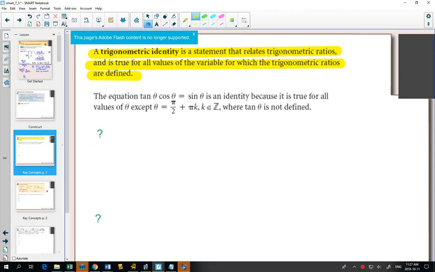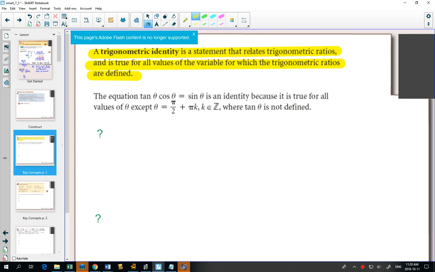What is a trig identity? A trig identity is an equation between trig ratios that's always true. You know a couple already. Tan of theta always equals sine of theta divided by cos of theta. That was one of our big ideas. That is a trig identity you already know.